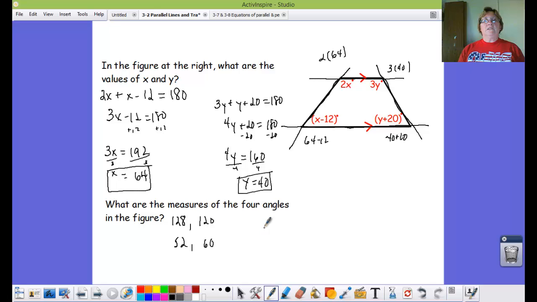Good job, folks. Good job. Important relationships when parallel lines are cut by transversals. We will use this really the rest of the school year.